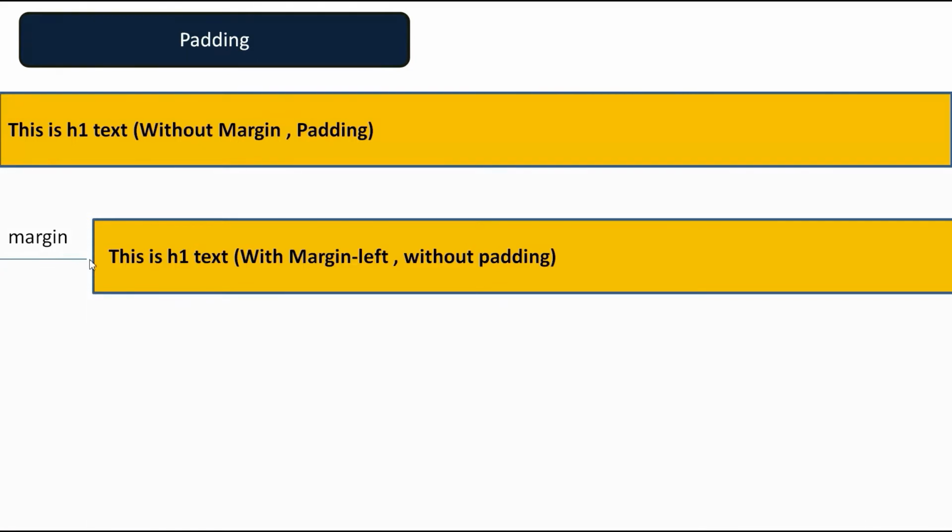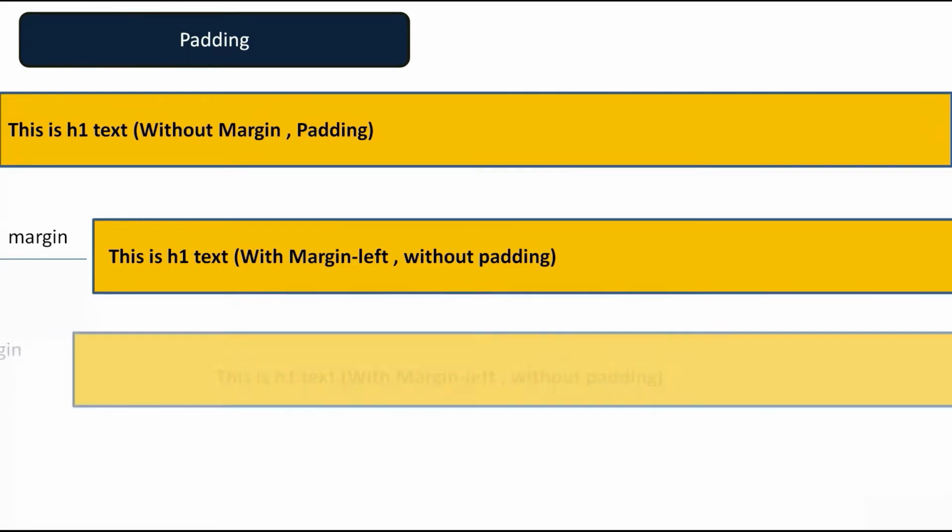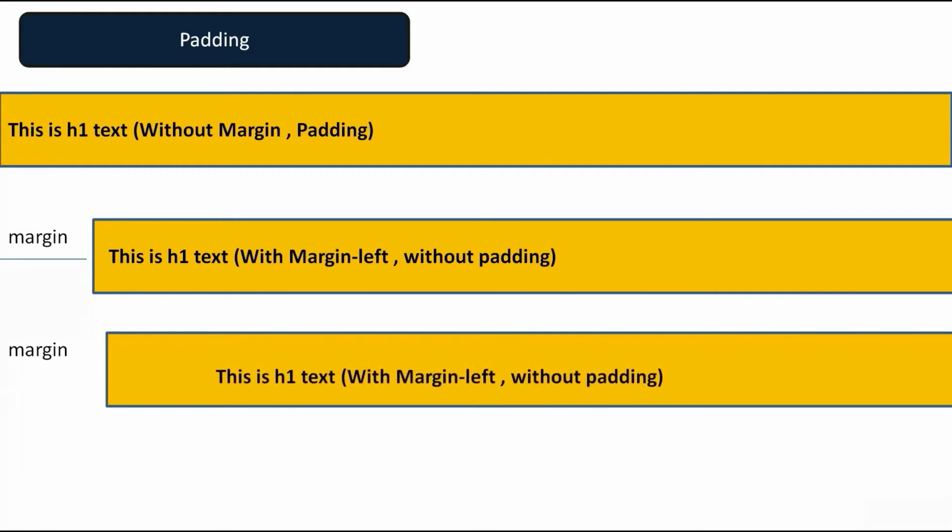Now we will see what padding is. Here also we give the same distance, which is called margin. This distance is the margin, and inside you can see there is some inside distance. This inside distance is called padding. Outside distance is called margin. Inside distance is called padding.